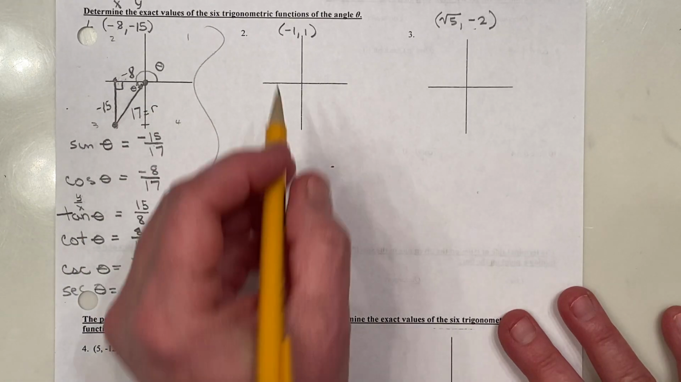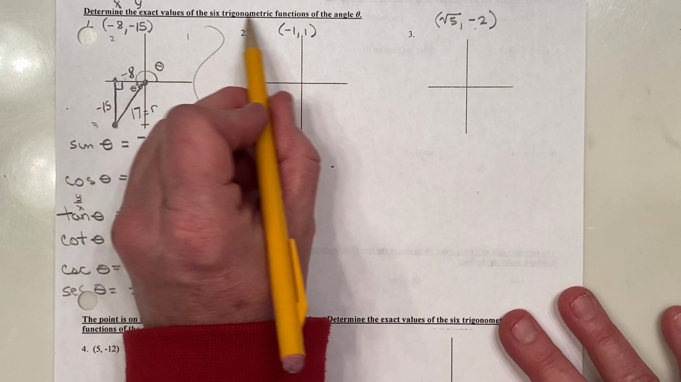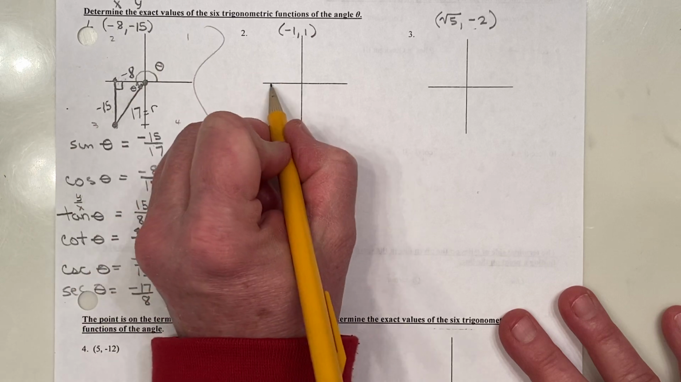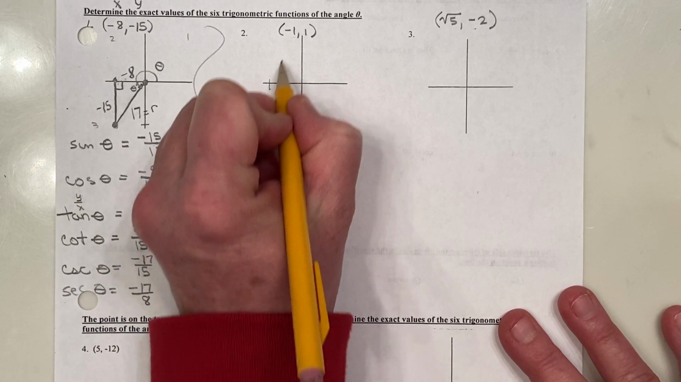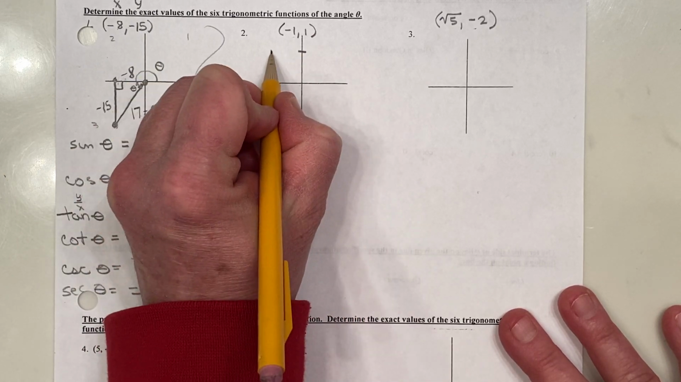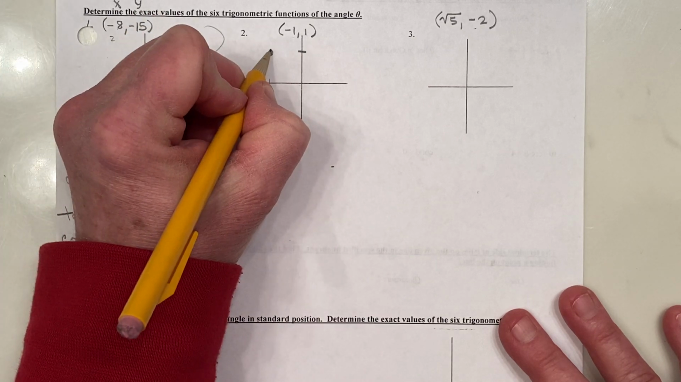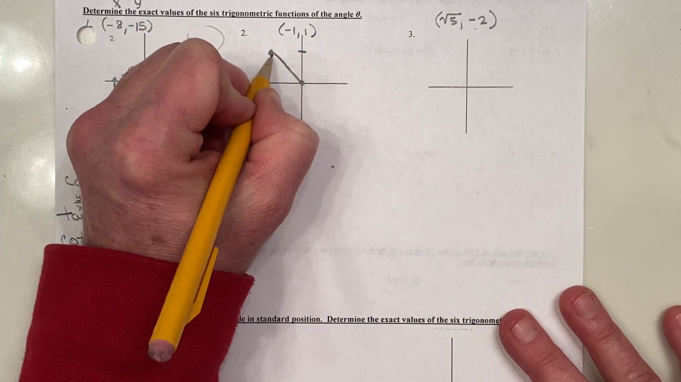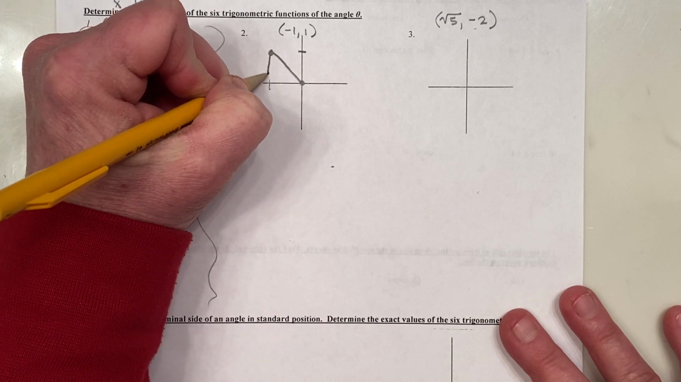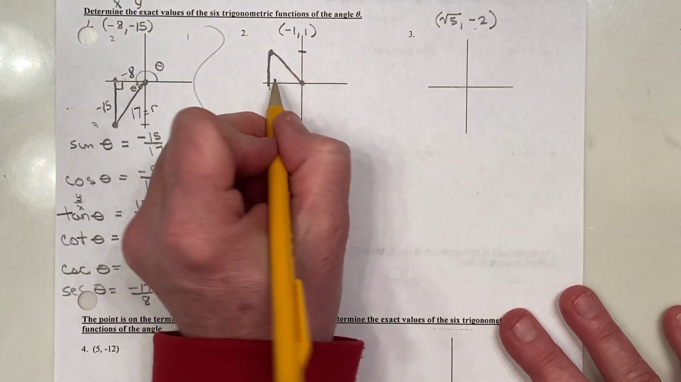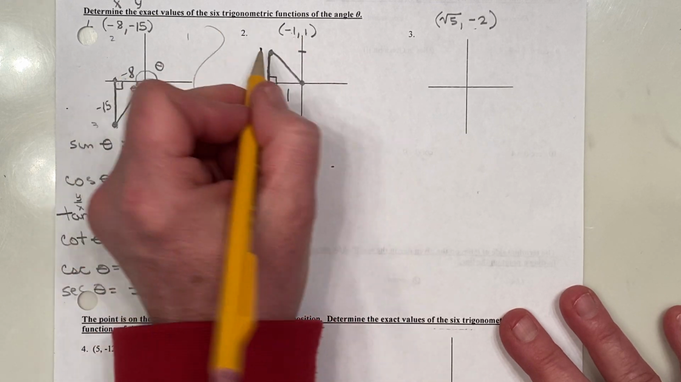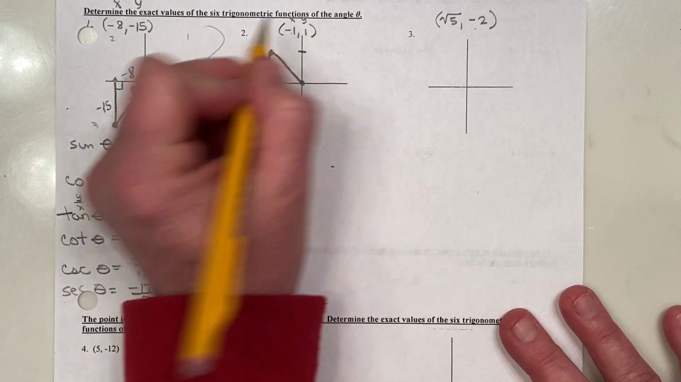All right, let's look at number 2. Determine the exact values of the 6 trig functions of the angle theta. I don't have an angle, but I do have an ordered pair. So I'm going to go left 1 and up 1, and I'll put my point right here. First, connect to the origin. That's going to create your hypotenuse, or sometimes called the radius. Complete the right triangle by dropping to the x-axis. Label all the sides with the appropriate signs. So remember, that's x and y.